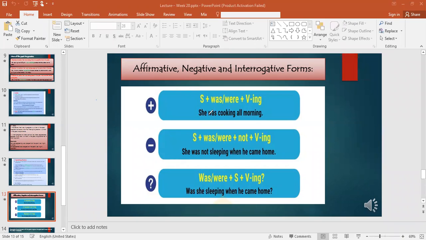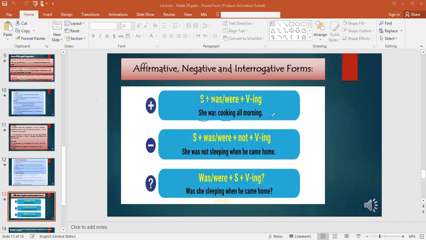Let's look at the example of the positive sentence. Who can read it, please? Lin Khalifa: She was cooking all morning. So we started with the subject, right? Then we moved to the verb to be, to the verb plus ing, and then we continued the sentence. So she was cooking all morning.